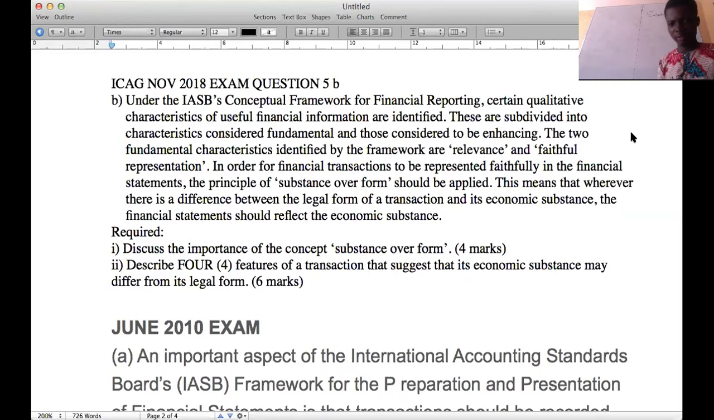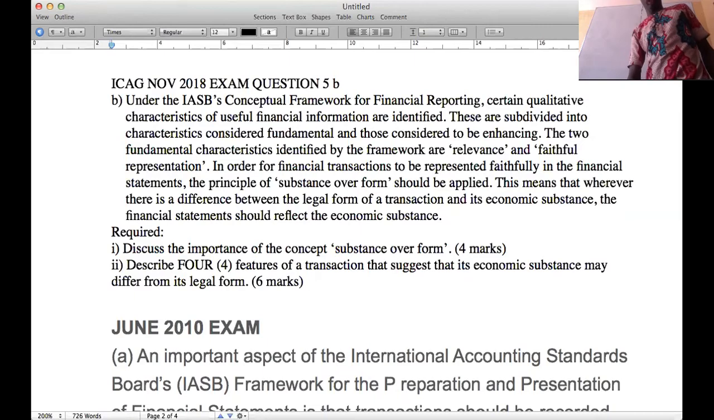In order for a transaction to be represented faithfully in the financial statements, the principle of substance over form should be applied. This means that where there is a difference between the legal form of a transaction and its economic substance, the financial statements should reflect the economic substance. So question 1: discuss the importance of the concept of what? Substance over form. So be with me.